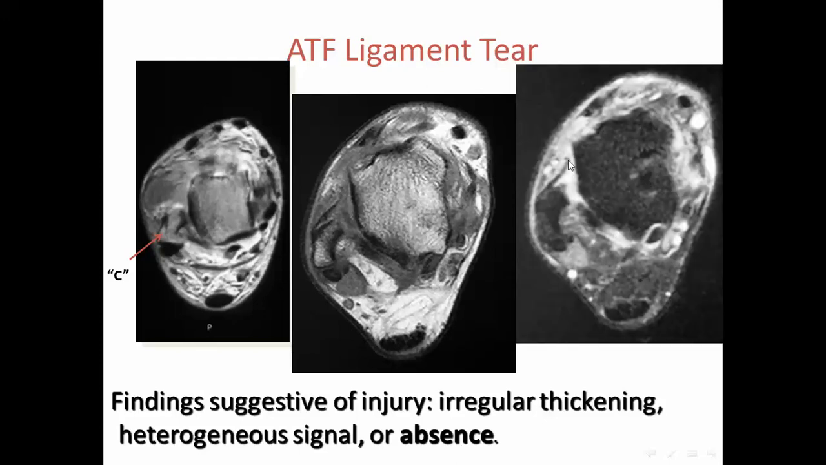And this one shows nicely how it is cut, and there is some fluid in between. So heterogeneous intensity, irregular thickening, an incomplete or absent ligament indicate a tear. The anterior talofibular tear is related to the C loop, the C-shaped lateral malleolus.